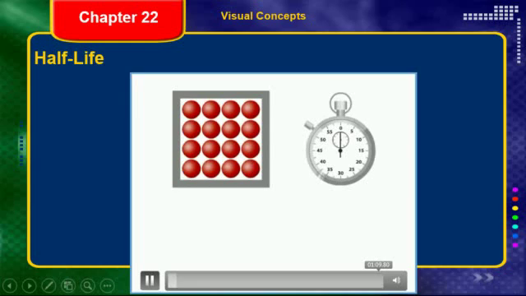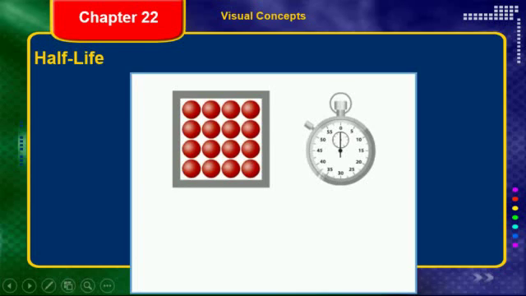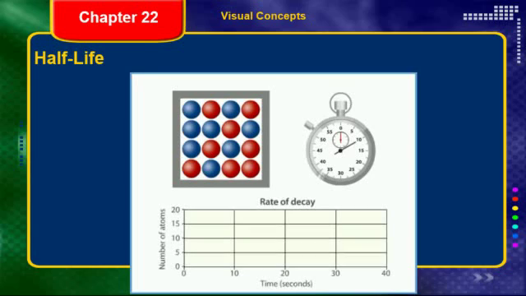Radioactive atoms are unstable. They will decay into a more stable atom by giving off some kind of particle or ray. Any unstable atom has a random chance of decaying in a certain period of time. In this simulation, the balls represent atoms. Each red ball has a 50-50 chance of decaying into a blue ball as 10 seconds go by. Let's stop the clock and graph the results.